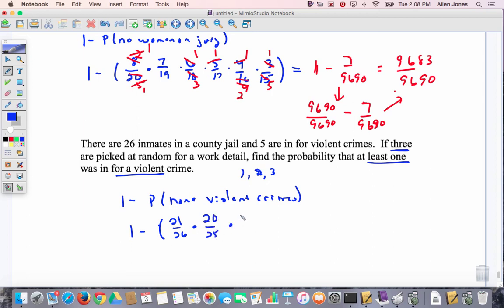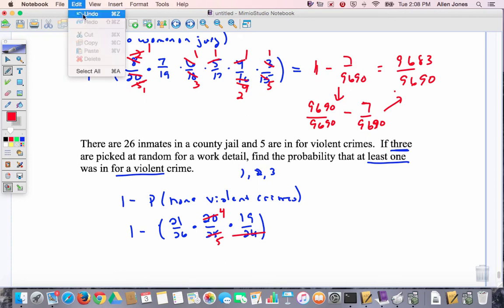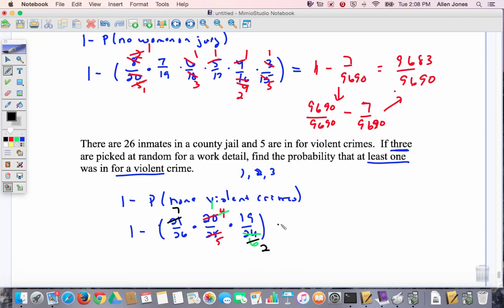Okay, so 1 minus the probability. First one not being in for a violent crime is 21 out of 26. Second one, we're not going to select the same inmate twice, so it's 20 out of 25. And our third one not being in for a violent crime is going to be 19 out of 24. I'm going to do the same simplification I did up above, cross-canceling any numerator with any denominator. 20 and 25 can both be divided by 5, so I get a 4 and a 5. The 4 and the 24 can both be divided by 4, so I'm going to go down to a 1 and a 6.